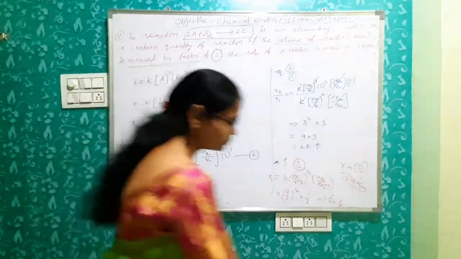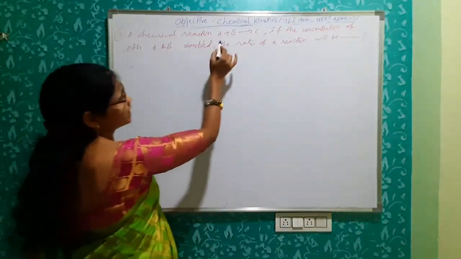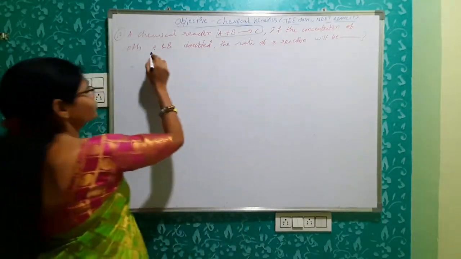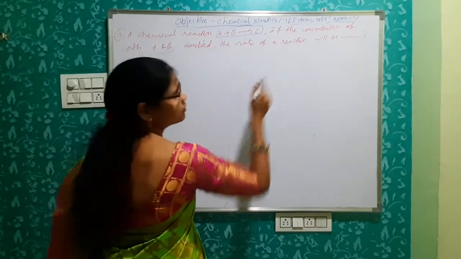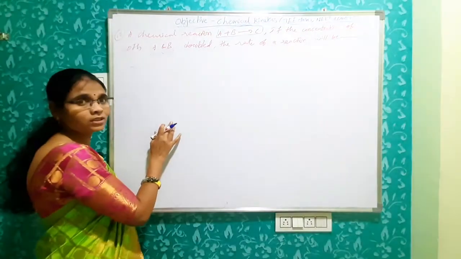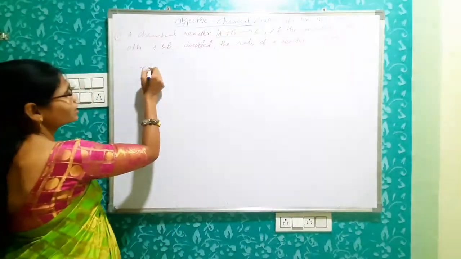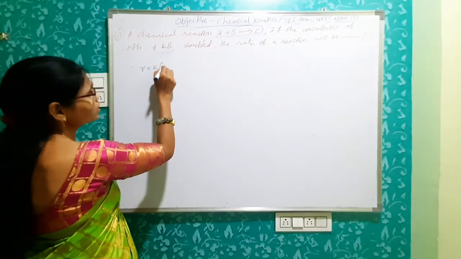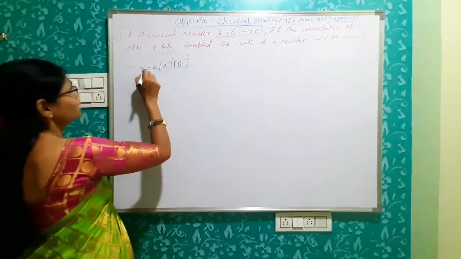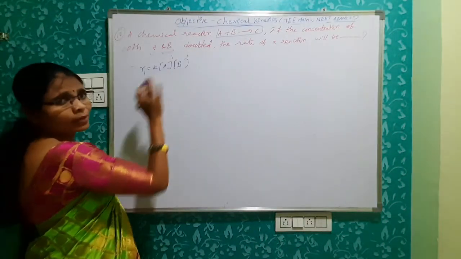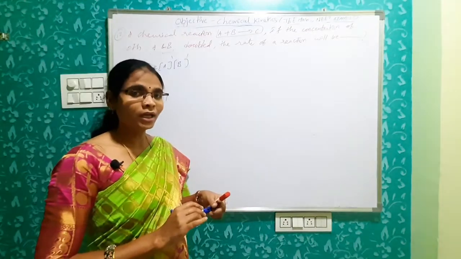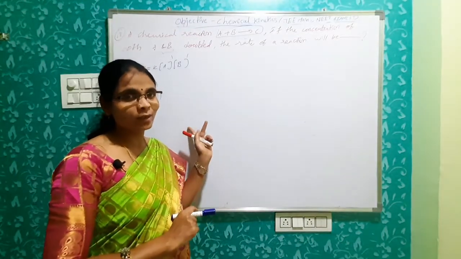Okay, a simple problem. The chemical reaction A plus B gives rise to C. If the concentration of both A and B is doubled, what will the rate be? You can do it. Write your comments. I will give you a hint. Write the rate law for this: R equals K into concentration of A, concentration of B, each power 1. So this is R1. Both concentrations are doubled, then what happens? You can do it and put the answer in the comment box.